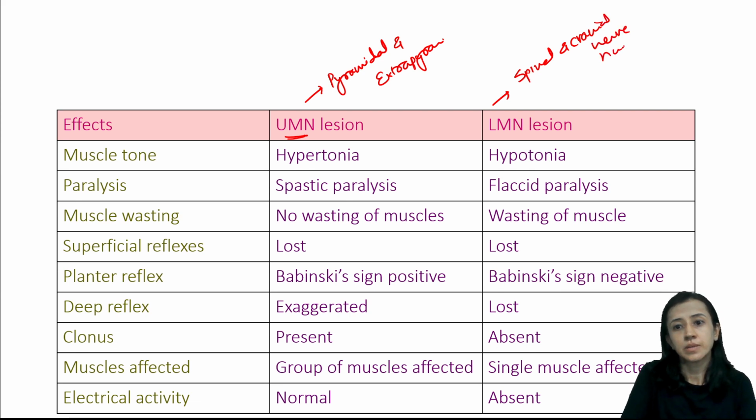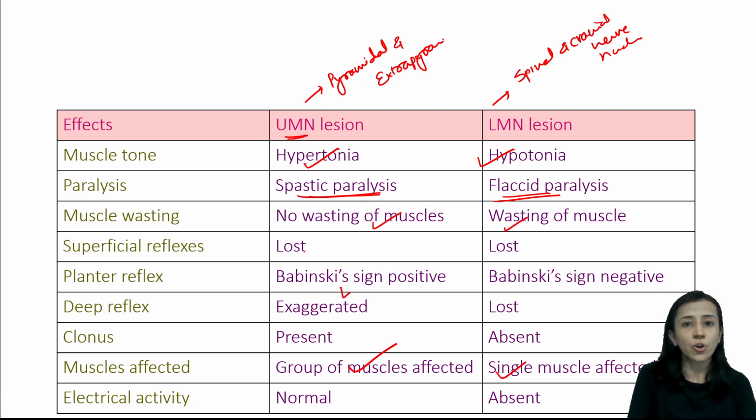Now what happens in case of an upper motor neuron lesion? Muscle tone increases when there is an upper motor neuron lesion, whereas in a lower motor neuron lesion it decreases, hypotonia. So in an upper motor neuron lesion the paralysis is spastic paralysis, and in a lower motor neuron lesion the paralysis is flaccid paralysis. In an upper motor neuron lesion no wasting of the muscle is seen, because groups of muscles are affected. Here you can see it is written that groups of muscles are affected, whereas in a lower motor neuron lesion a single muscle is affected and wasting of the muscle is seen.